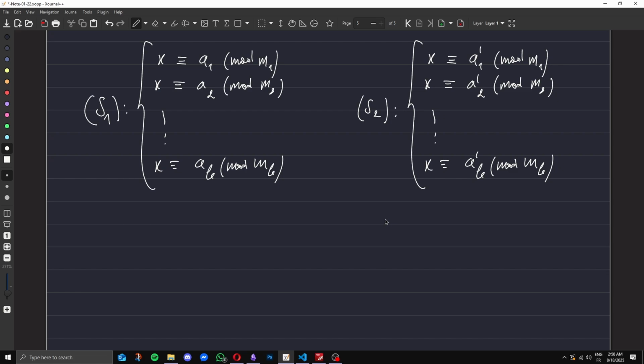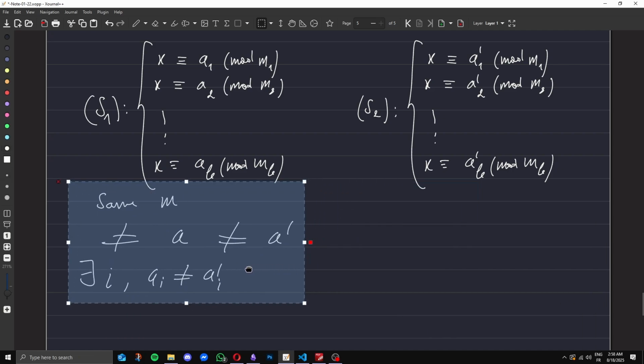Okay. So imagine you have two systems of congruences, which have the same number of congruences, k. So they have the same moduli sequence. So they have the same m. Okay, so m1 is equal to m1 here, and so on. However, they have different remainder sequences. So S1 has remainder sequence A, which is different than remainder sequence A prime of S2. This means that there exists a certain index i, such that ai is different than ai prime. At least one of them is different.